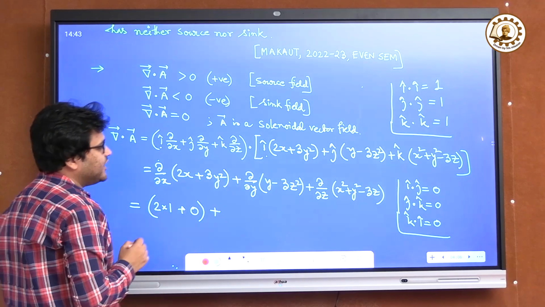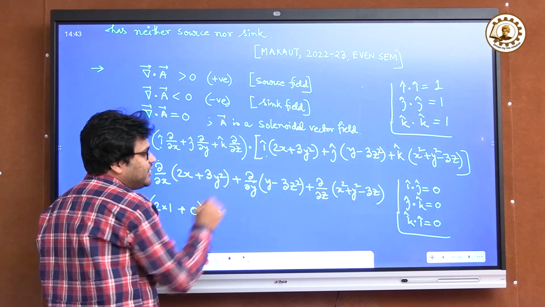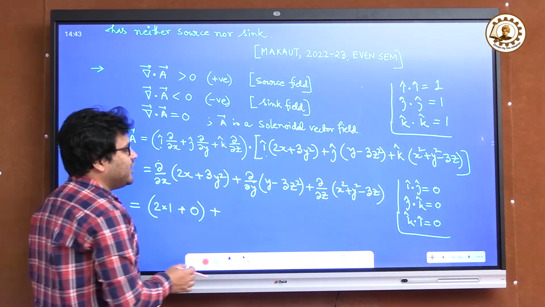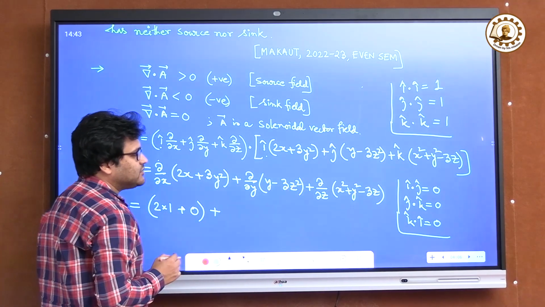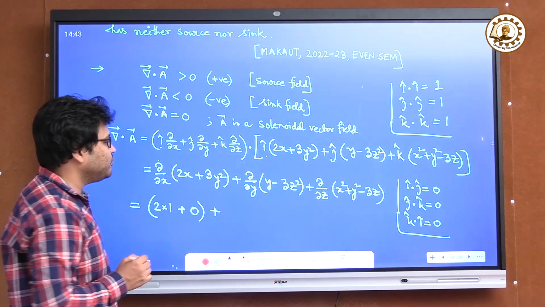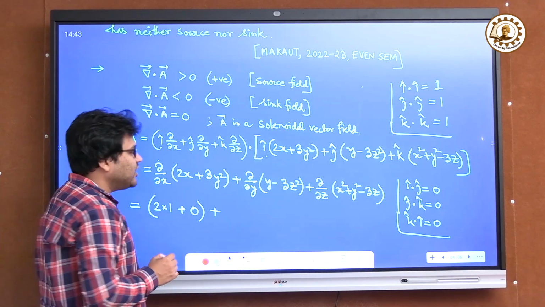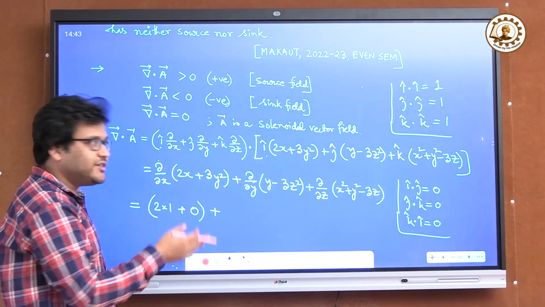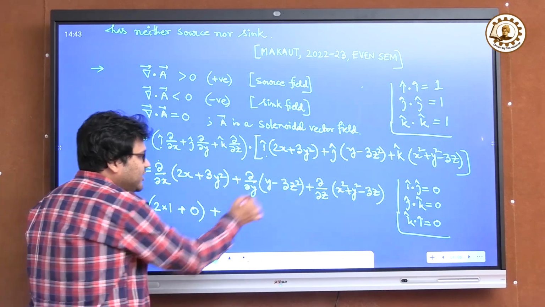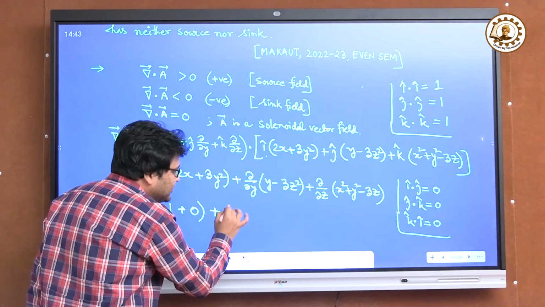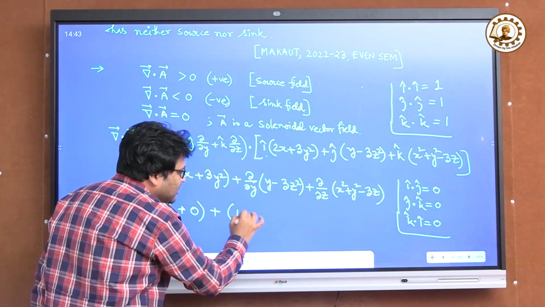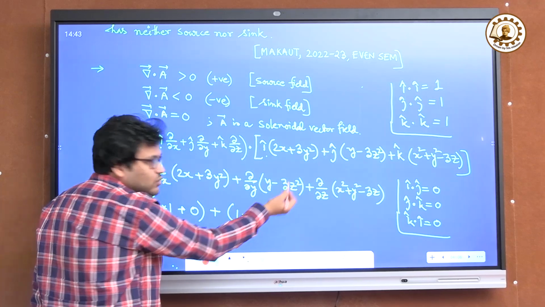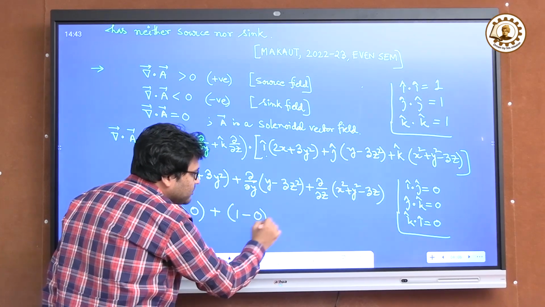Plus, what about the second term? We have the partial derivative with respect to y, and within this bracket we have y minus 3z squared. As we all know, we are taking a partial derivative here, so apart from y, all the other quantities like x and z are taken to be constant. So only this term will survive. That means we have here 1 minus 3z squared, which has no y, so it simply becomes 0.